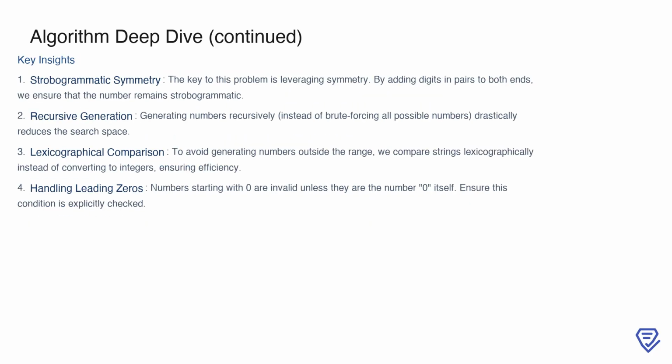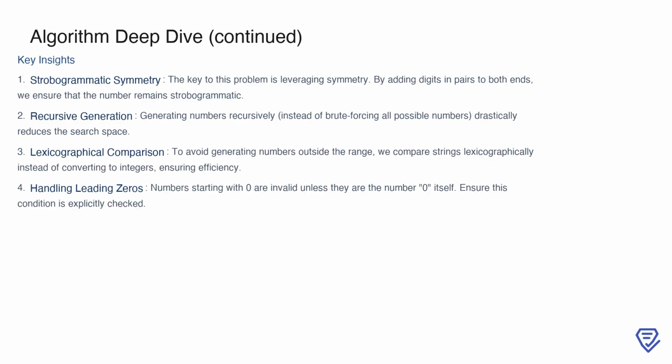The key to solving this problem efficiently lies in exploiting the symmetry of strobogrammatic numbers. By adding digits in pairs to both ends of the string, we inherently maintain the strobogrammatic property. This recursive generation approach significantly reduces the search space compared to brute forcing all possible numbers. Additionally, instead of converting strings to integers for range validation, we utilize lexicographical comparisons.